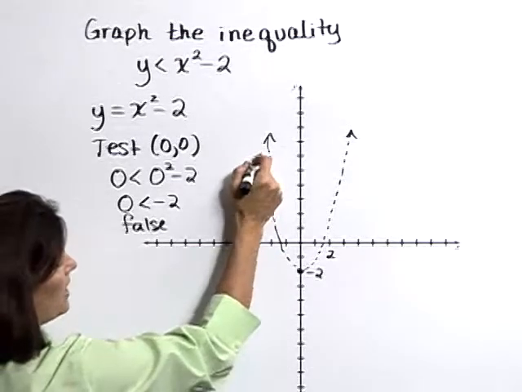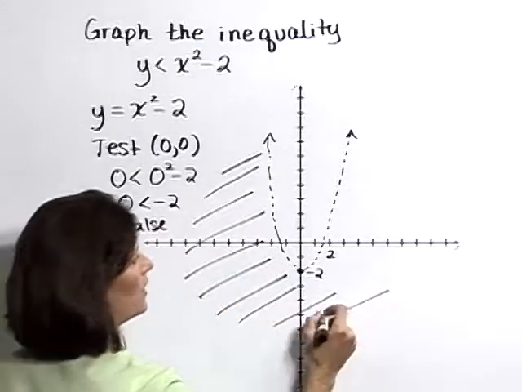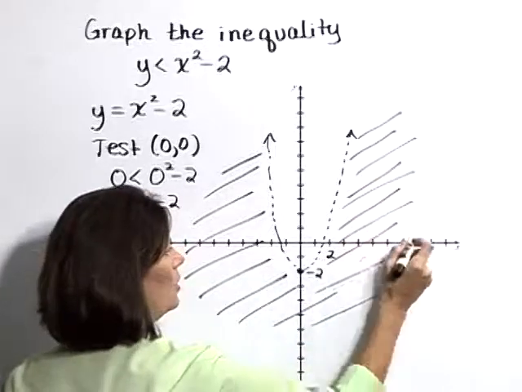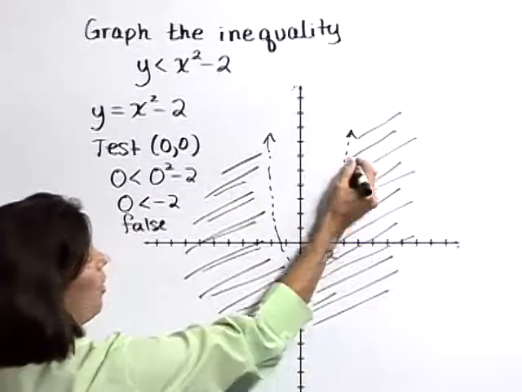So let's shade that area, indicating that our solution to this inequality is the area of our plane below that parabola and not including the points on the parabola.